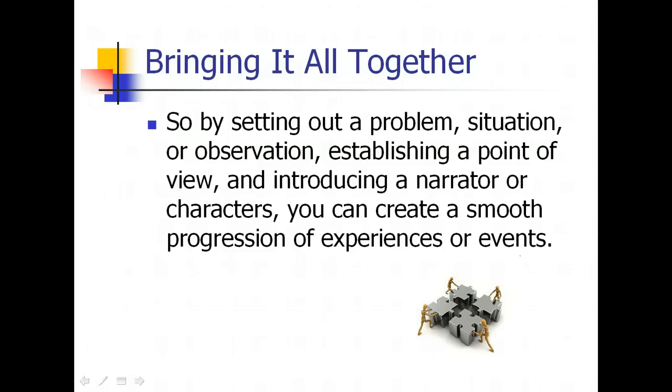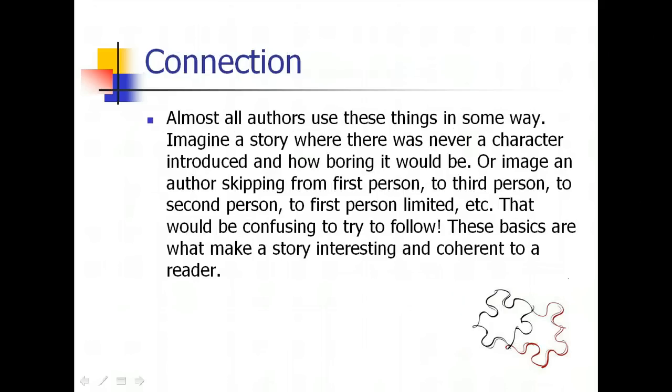So by setting out a problem, situation, or observation, establishing a point of view, and introducing a narrator or characters, you can create smooth progression of experiences or events. Almost all authors use these things in some way.